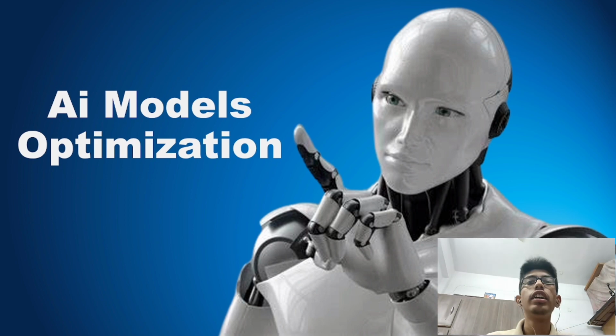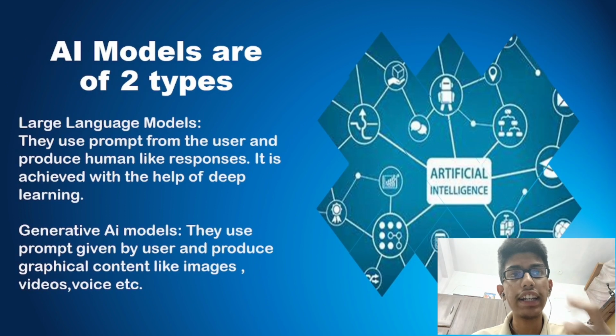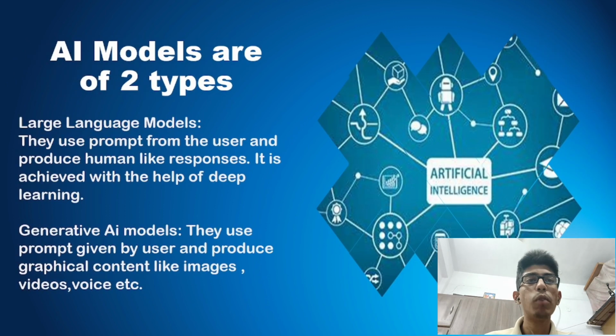So let's get started. First, these AI models are broadly classified into two different categories: the LLM models and the generative AI models. LLM stands for large language model, and these models are made to produce more human-like responses, or we can say human-like text responses. On the other hand, we have the generative AI models, and they can produce all the visual and graphical content like images, videos and voice, etc.